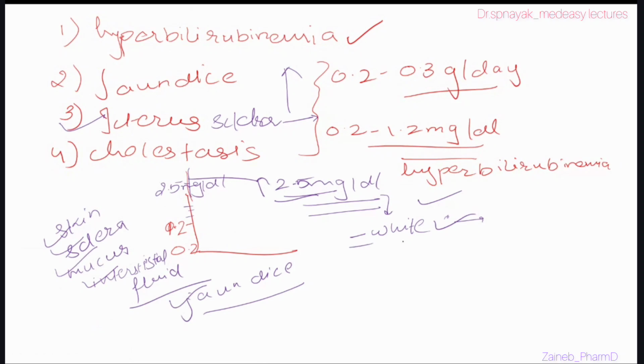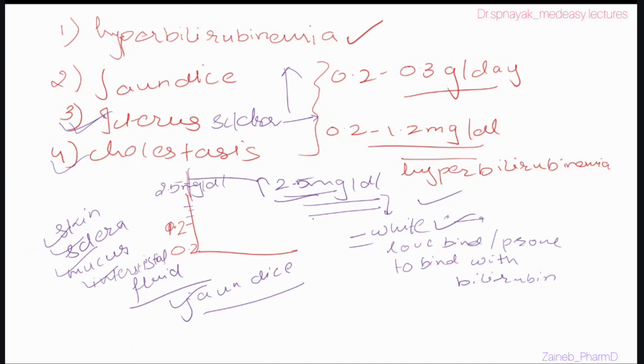Second, the scleral connective tissue is more prone to bind with bilirubin. So this icterus develops very easily in a patient having jaundice as compared to the other body tissues. Then we have cholestasis.